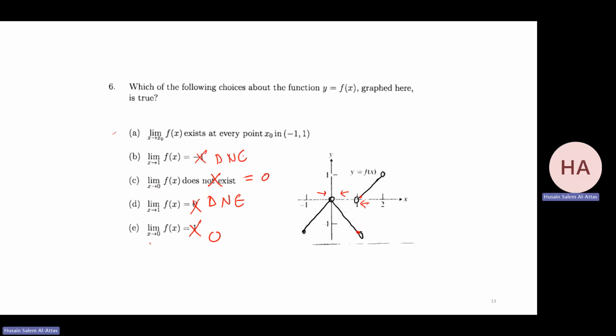But we notice something also. Any value, and this is part A, any value between -1 and 1, if you take any value, the limit always exists. If you take a value here, left equal right, value here, left equal right, any value between -1 and 1, the limit exists. And this is what he's saying: limit f of x goes to x0 for any point x0 in this interval, -1 and 1. It's an open interval.